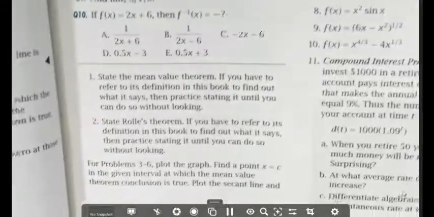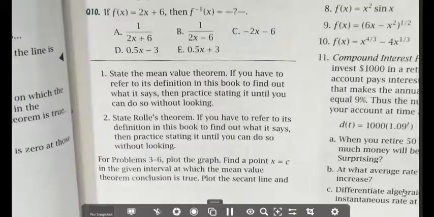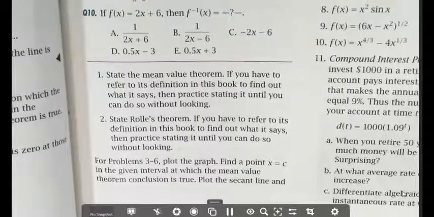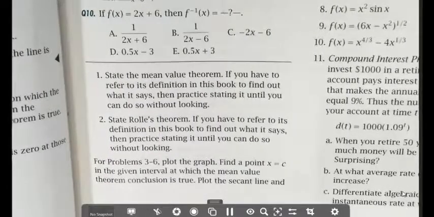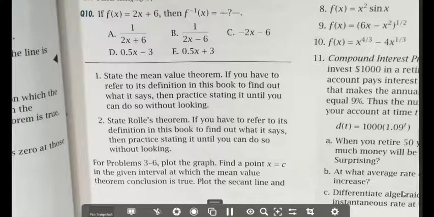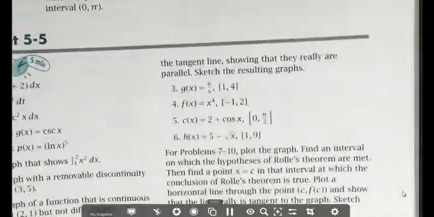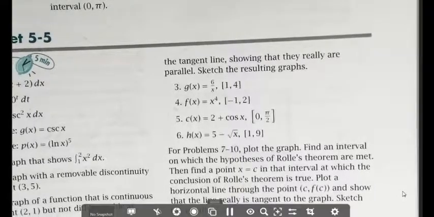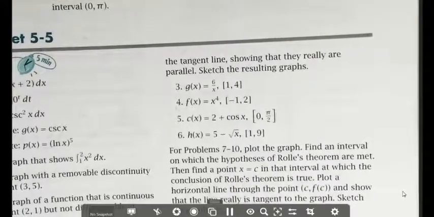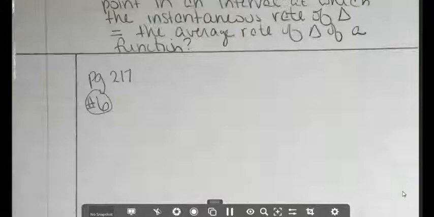All right, so here are the directions. Let's see if I can show it to you. For problems 3 to 6, plot the graph, find a point x equals c in the given interval at which the mean value theorem conclusion is true. Plot the secant line and the tangent line showing that they really are parallel. Sketch the resulting graphs. And we're going to do number 6.